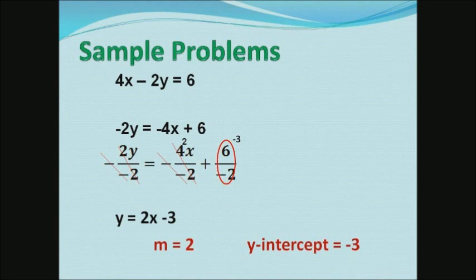And the constant in our slope-intercept form is negative 3. That is our b, the y-intercept. So our y-intercept is equal to negative 3. So again, the slope is 2 and the y-intercept is negative 3, for the line with the standard equation 4x minus 2y equals 6.